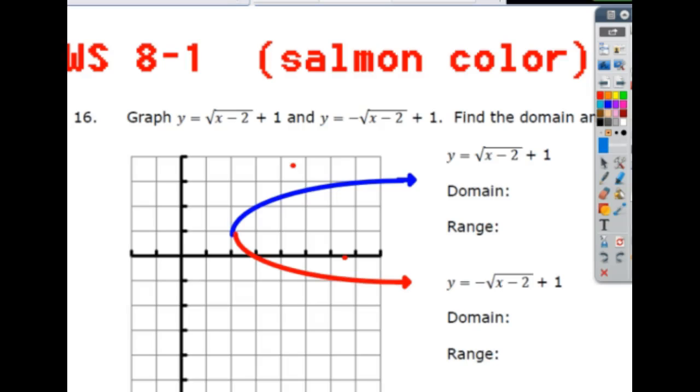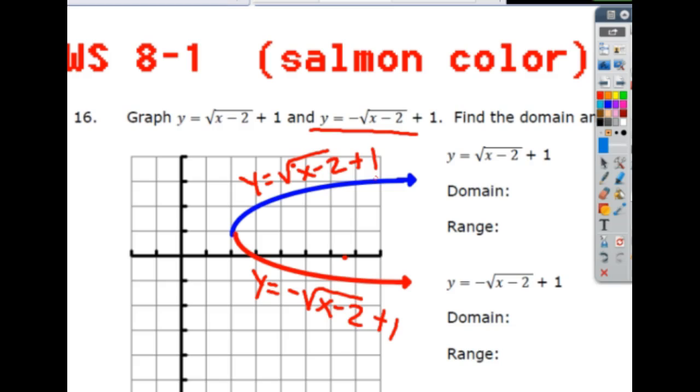This is problem number 16 on your homework paper. The blue part is the graph for y equals the square root of x minus 2. If I have a negative sign out in front, what does that do to my graph? It flips it. This one right here is the negative square root of x minus 2. I'm sorry, both of these have a plus 1 on them.